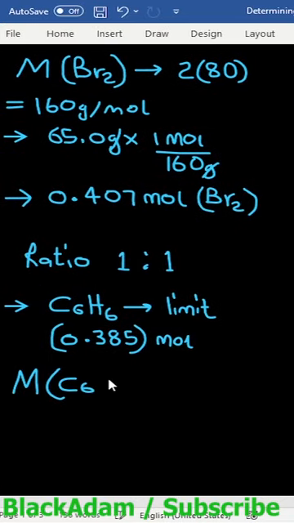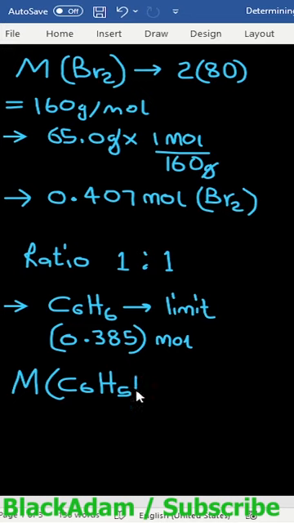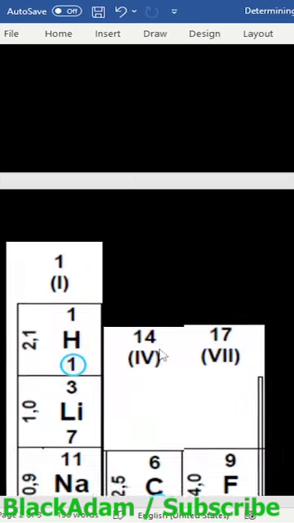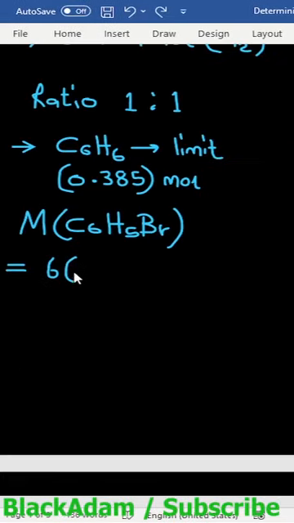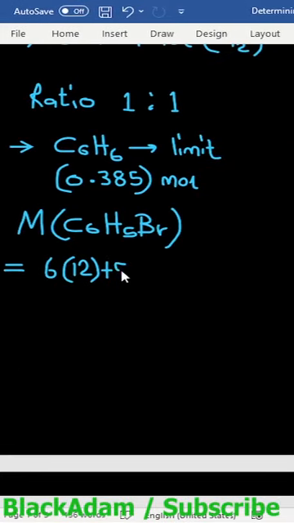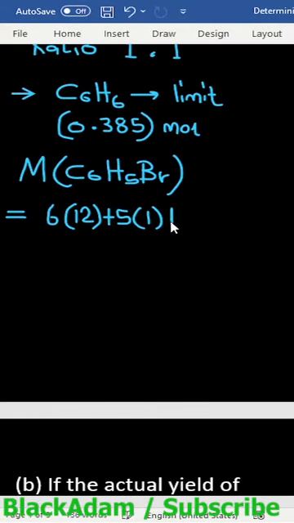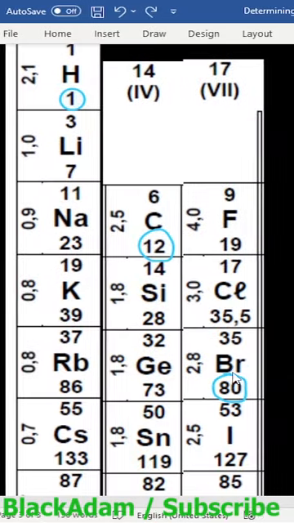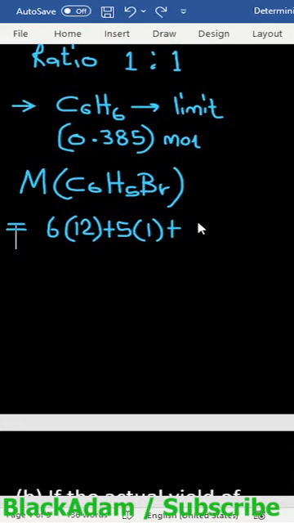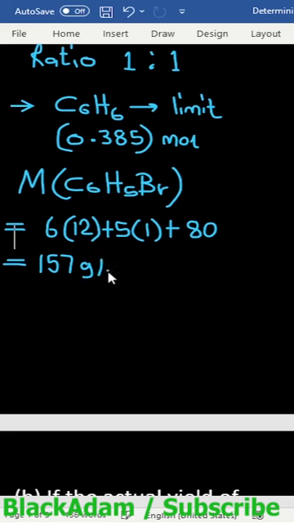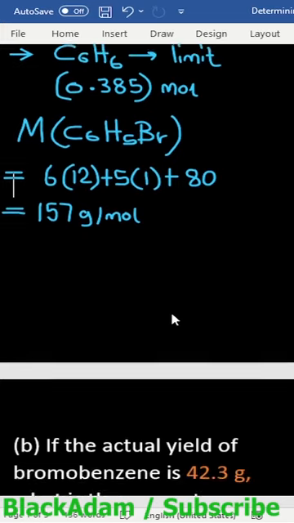Our target is bromobenzene, and we need to find the molar mass of bromobenzene. That is 6 times 12 for carbon, 5 times 1 for hydrogen, and then plus bromine. Let's check the periodic table. Bromine is 80. That gives us 157 gram per mole. So check all the molar masses from the periodic table.